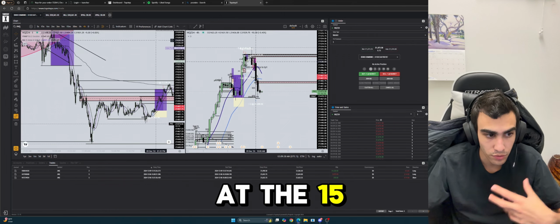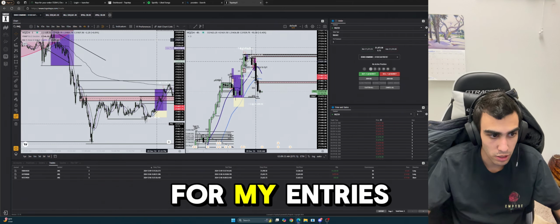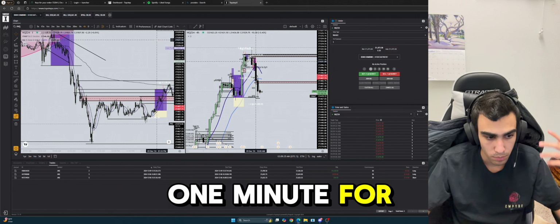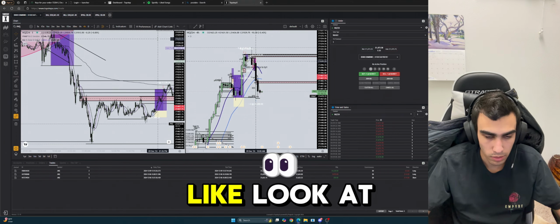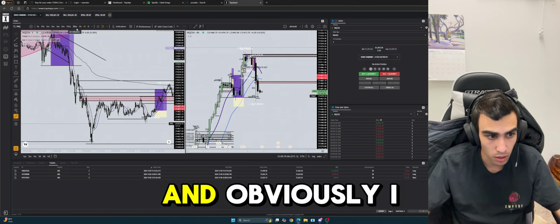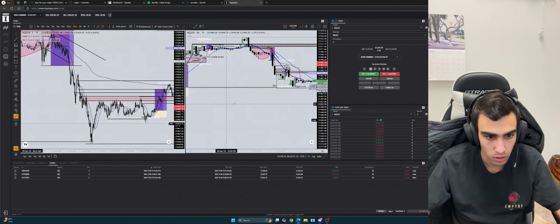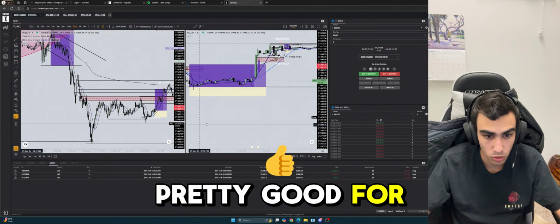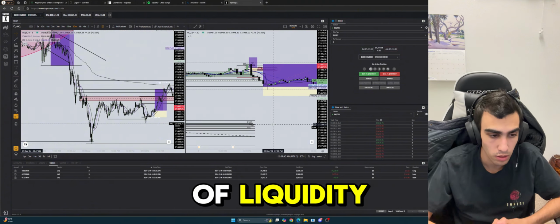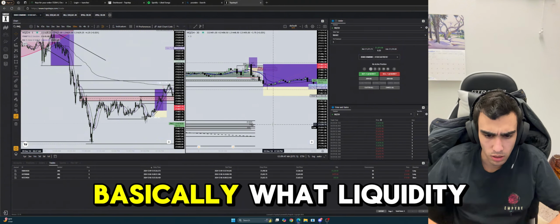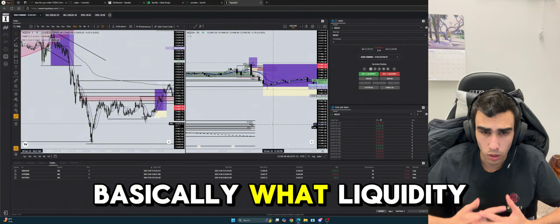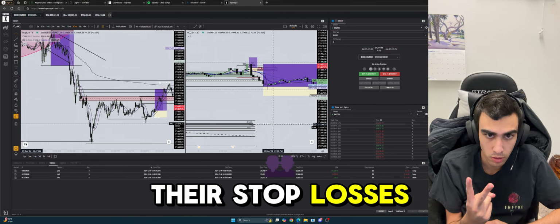I like looking at the 15-minute for my fair value gaps, my 5-minute for my entries, and then the 1 minute for basically looking inside, like looking at the data, right? And obviously, I mark out 30-minute liquidity because, like I said, the 30-minute is pretty good for searching some sort of liquidity. And that is basically what liquidity is. It's just you're hunting buyers and sellers and where their entries are, their stop losses are, and their take profits.